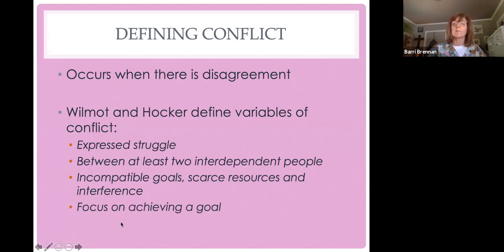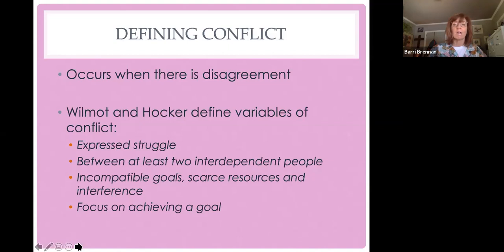So there you are, focused on achieving your goal, and there's interference in getting what you want. In this case, the example I gave you was that your sibling has interfered with your ability to get the food that you had planned on eating when you came home from school.